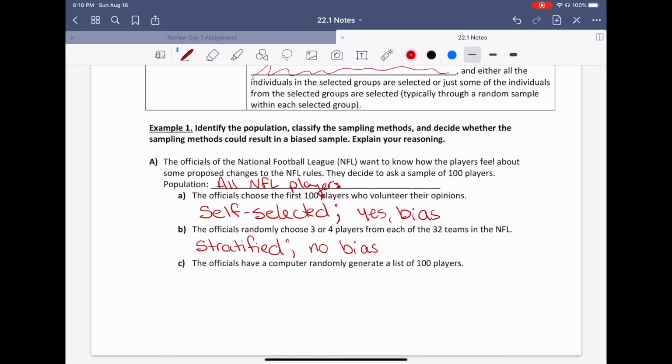And finally, for C, it says the officials have a computer randomly generate a list of 100 players. It doesn't say from the top 10 teams or from the bottom 10 teams, it can come from any single team. So it tells us randomly generates. This would be considered a simple random sample. And when it comes to simple random samples, there is usually no bias involved.